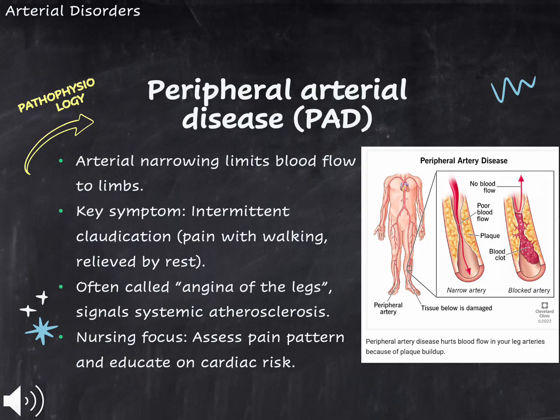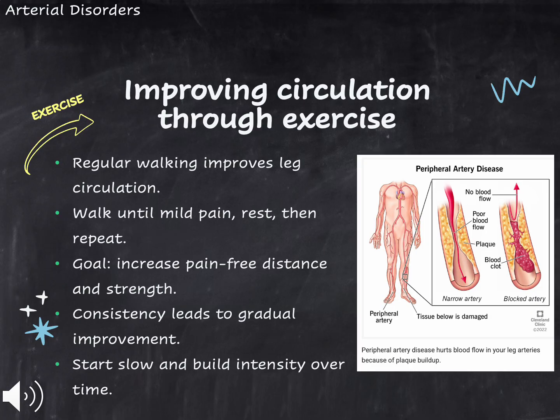Recognizing this symptom early allows nurses to advocate for further vascular testing, encourage smoking cessation, and promote exercise therapy to improve collateral circulation. So remember, pain with walking that's relieved by rest means arterial, not venous. Let's move on to an essential part of PAD management, improving circulation through walking.